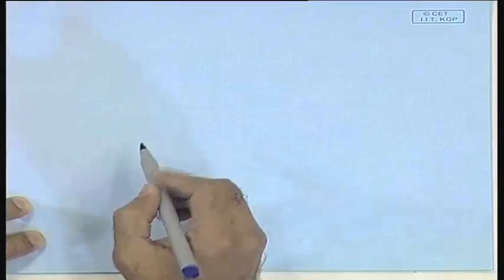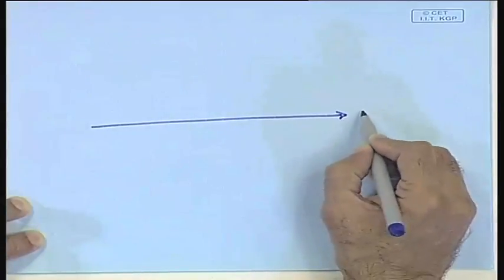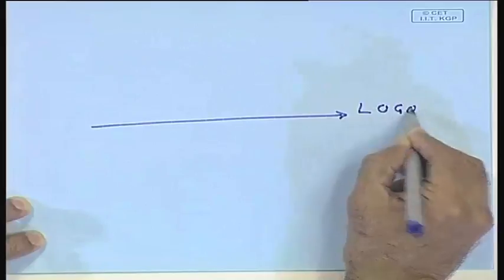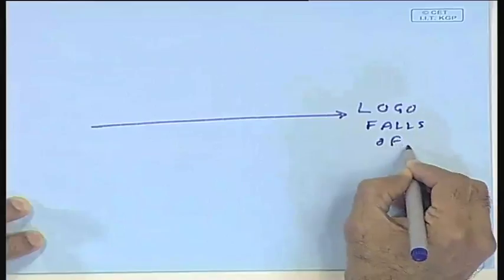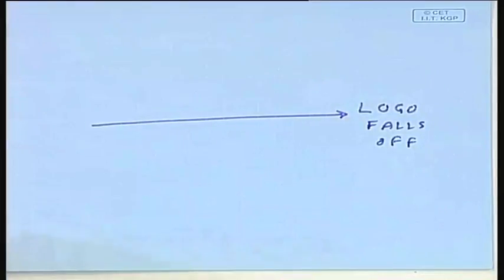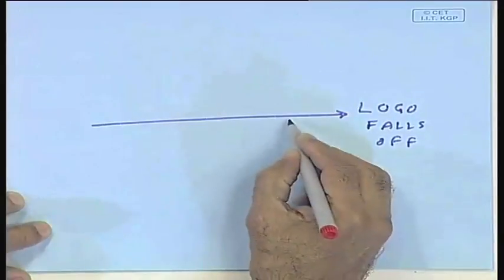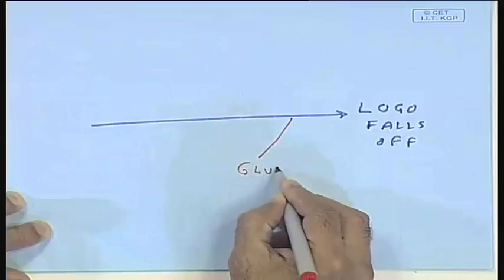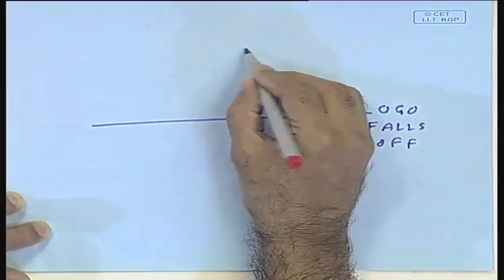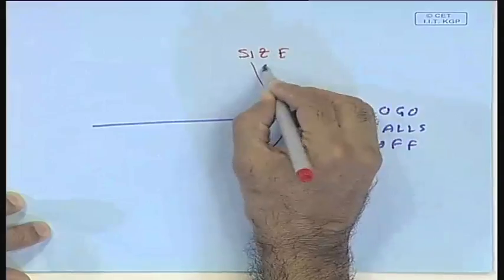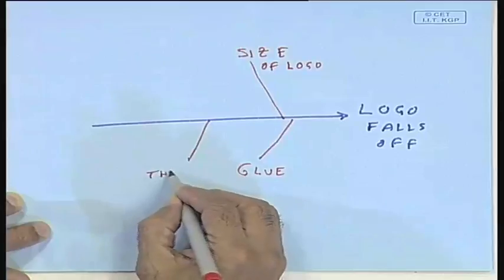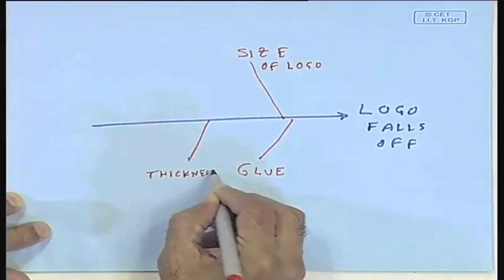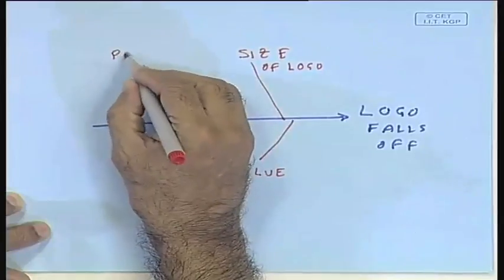I have on this plate here, I've got the logo falling off. Logo falls off. That is the effect. And what are the different factors that might be causing this? I'm again going to speculate. I do not know for sure. It could be the glue. It could be the size of the logo. It could be the thickness of the logo. It could be the pressure that I apply.